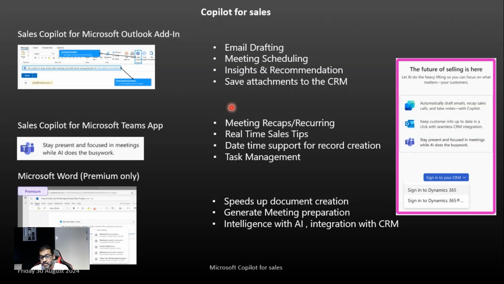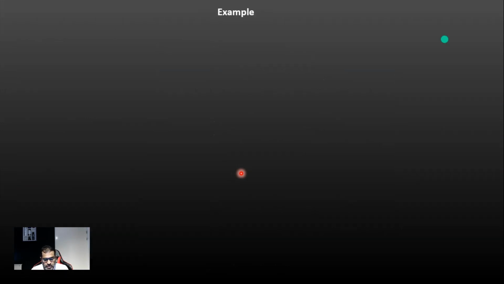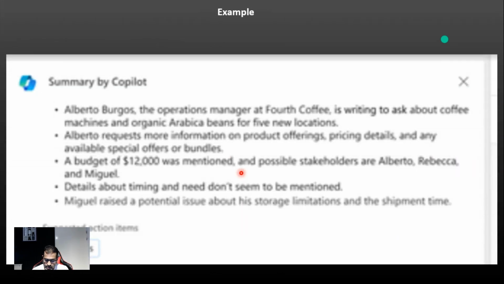And also it helps in generating the meeting preparation, which is really good, right? For example, when you're going to face a customer, the key important part is you need to know the customer request and the concerns that were placed before having a meeting. That would help you in addressing the customer queries in a better way, and also lead to better customer satisfaction. So generating the meeting preparation is also helpful with this Microsoft Word. And of course, intelligence with AI and integration with CRM also helps in all the documentation and the other parts.